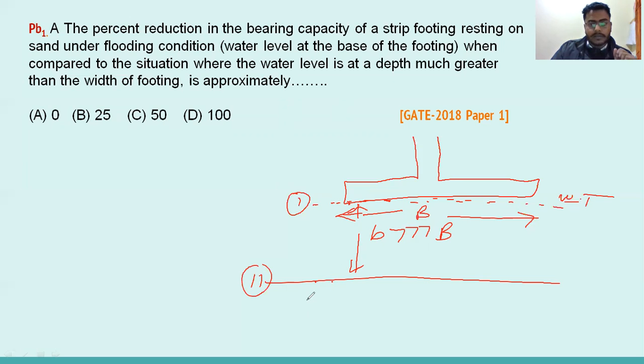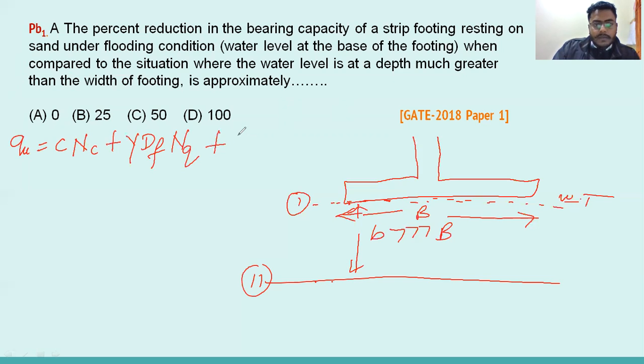Now you got the question. So let's start to solve this question. Let's calculate the bearing capacity. Write the formula for the strip footing: cNc plus gamma Df Nq plus half gamma B N gamma, right?